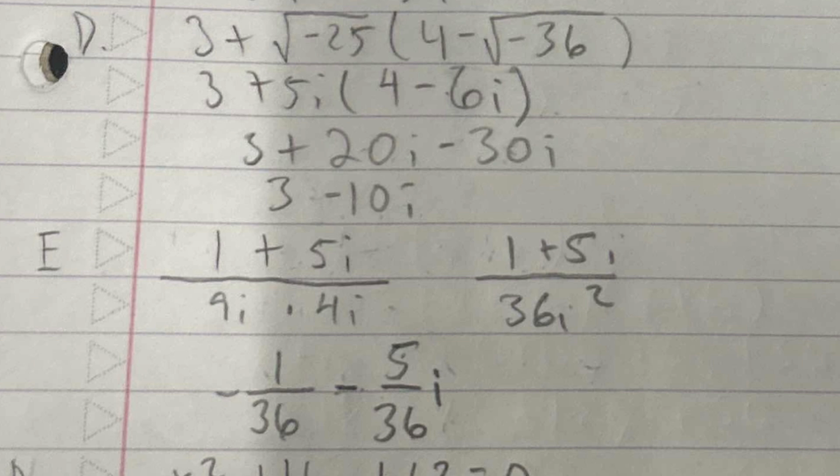So once you multiply those numbers, this could be 1 + 5i over 36i squared. And then once you multiply -1 by 36, because i squared is -1, it's going to be -1 over 36 - 5 over 36i.